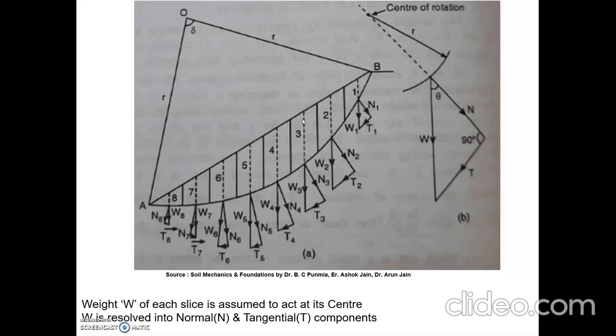W3 through center of slice 3. W4 through center of slice 4 and so on. N1 is the normal component and T1 is the tangential component. That means this W is resolved into 2 components, that is normal component N1 and tangential component T1. Similarly, W2 is resolved into 2 components, N2 and T2.